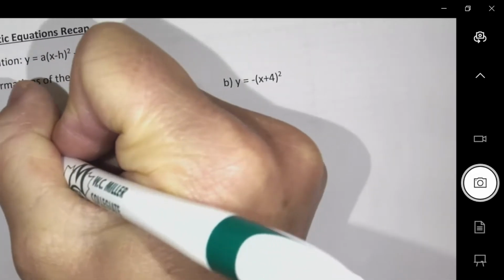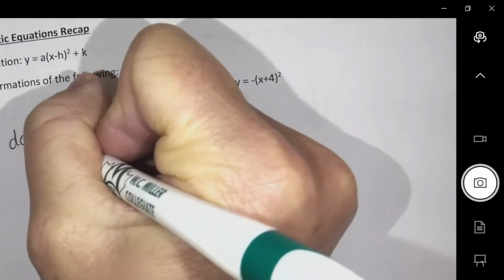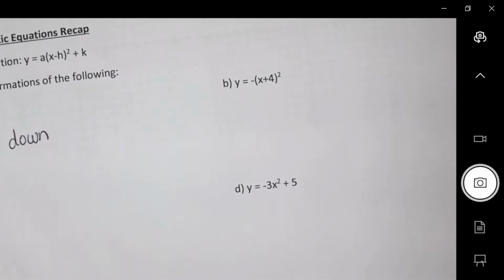Narrows and moves down, because that's a number that's not in the brackets. That's an up, down, a Y thing.